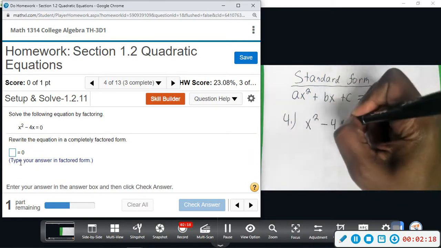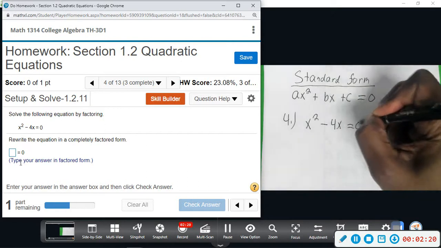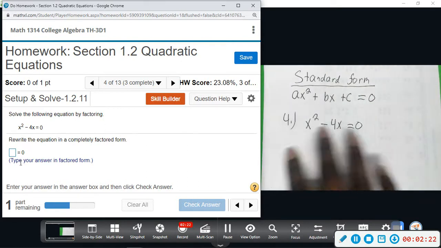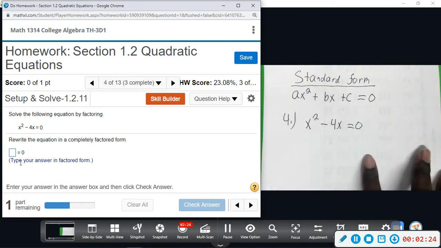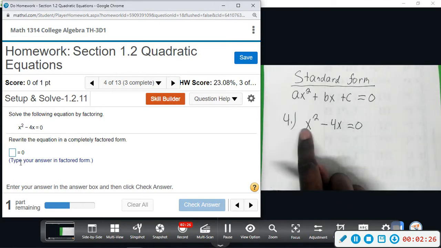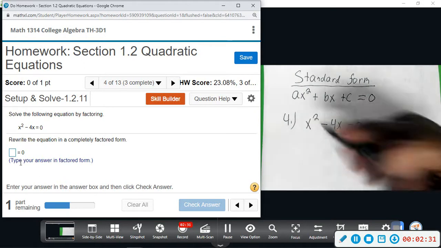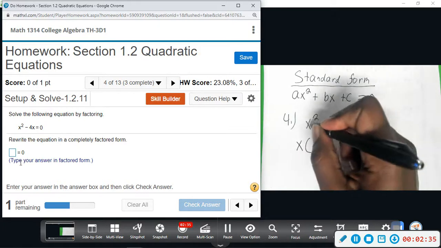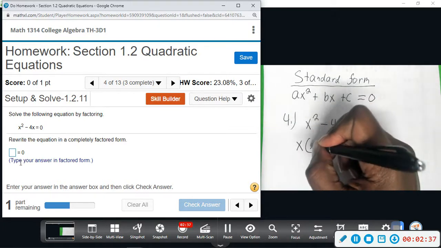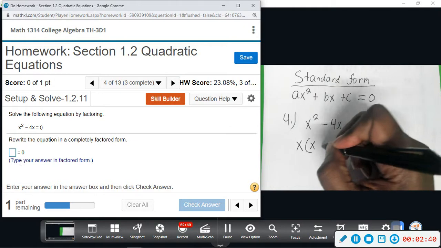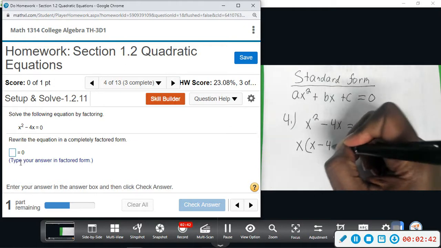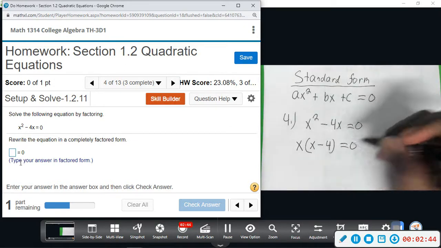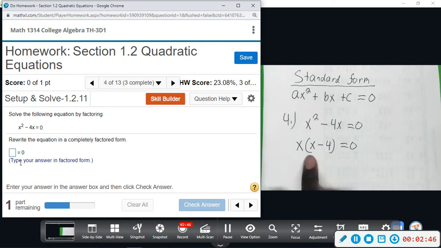minus 4x equals 0. Alright, so we don't have 3 terms, so we're not going to be doing first times last and everything. But we will look at what these 2 things have in common. And they both have x. So we're going to factor out an x. So it's kind of like dividing each of these by x. So when we divide out an x, we have just 1x left. Divide x from here, we're left with minus 4. So this right now is in factored form. So that's probably going to be part 1.